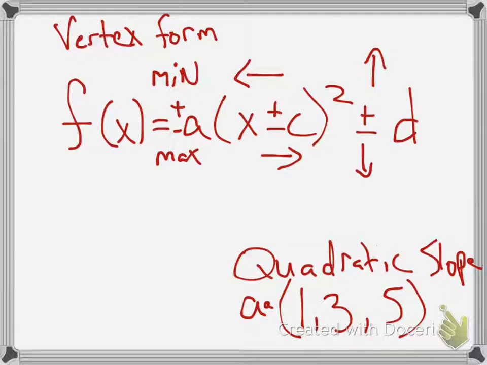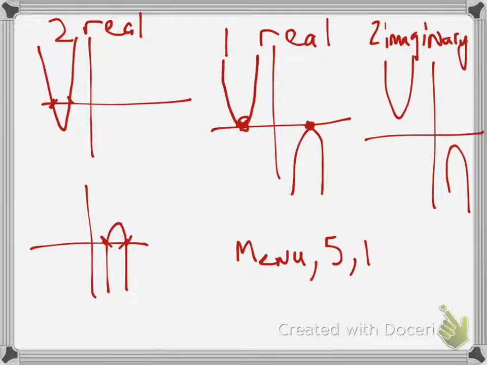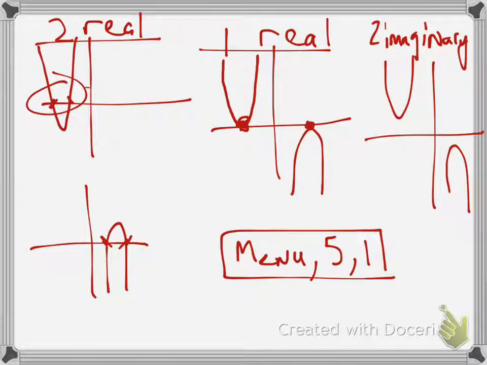Let's look at number 2. Keep in mind, when do I know it's 2 real? When they cross the x-axis. 1 real is when the vertex touches the x-axis. 2 imaginary is when they don't touch or cross the x-axis at all. If you have real roots, you need to graph it onto the calculator and press menu 5-1 to find those roots through the trace function.